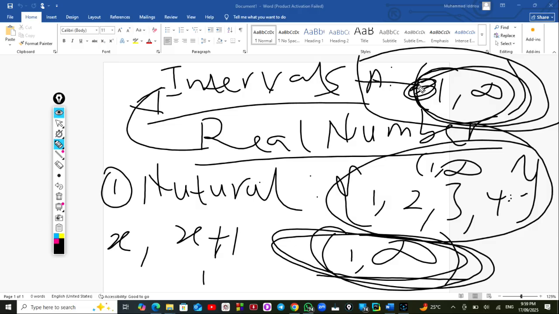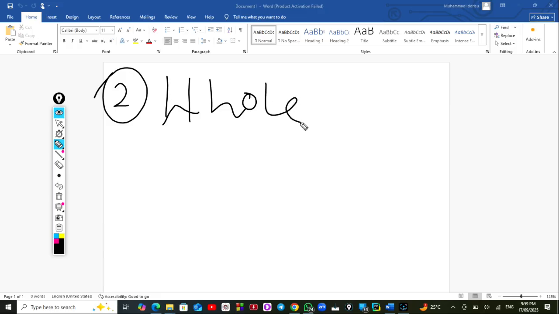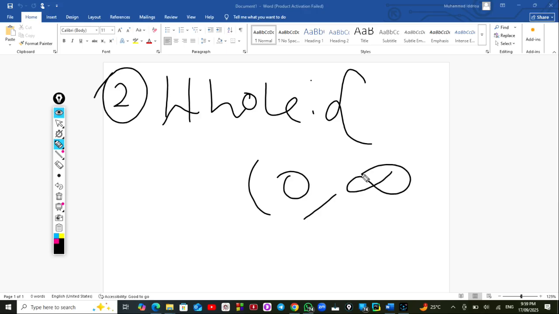Let's look at the next set of real numbers. After natural numbers, let me cancel everything, then have my next set, whole numbers. We can't represent whole numbers as 0 to infinity like this. It starts from 0, right? 0, 1, 2, 3 up to infinity. So this is how we can represent it.